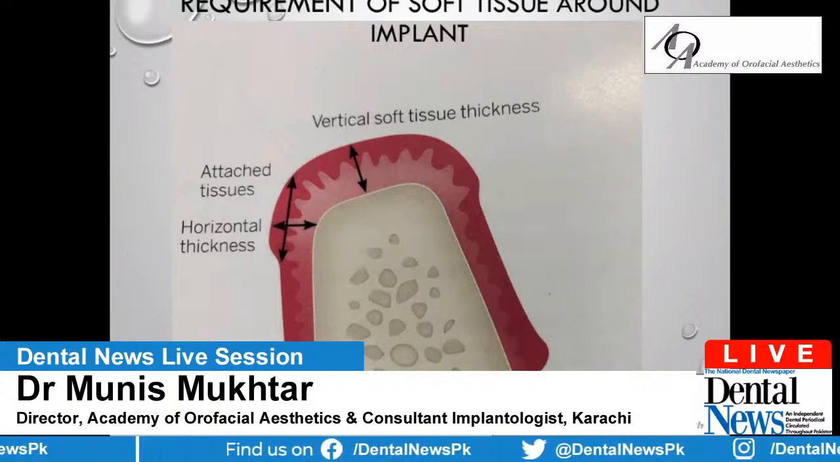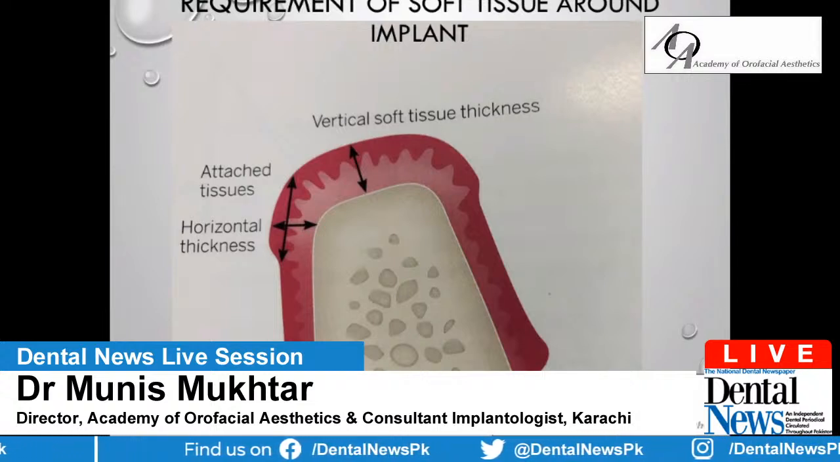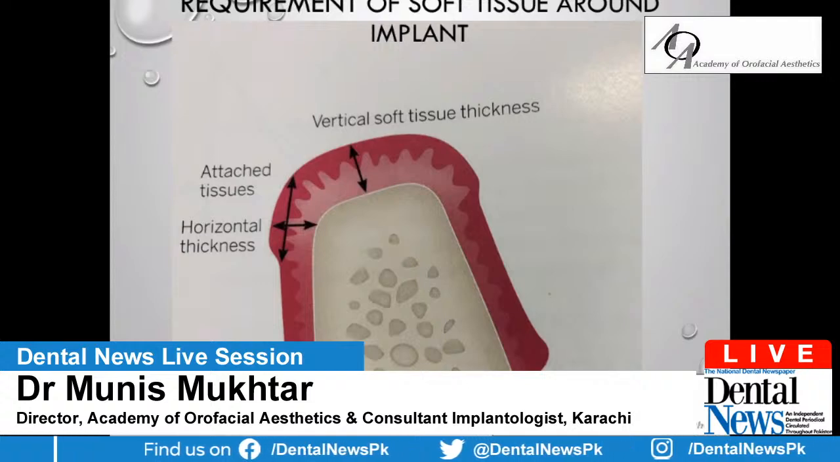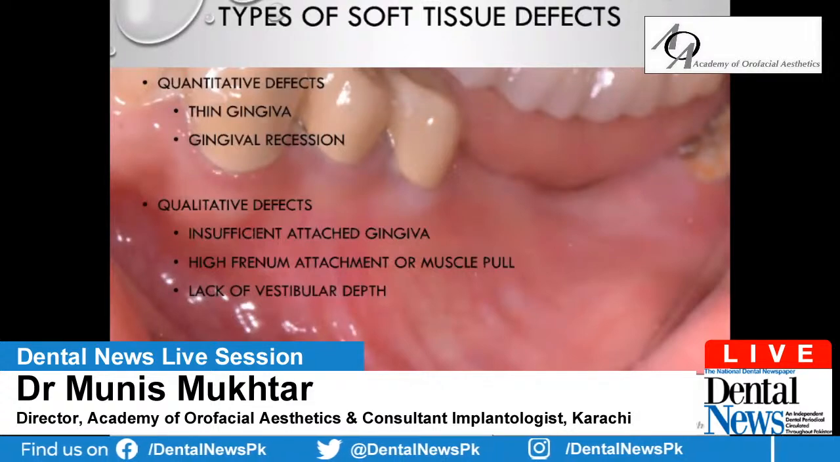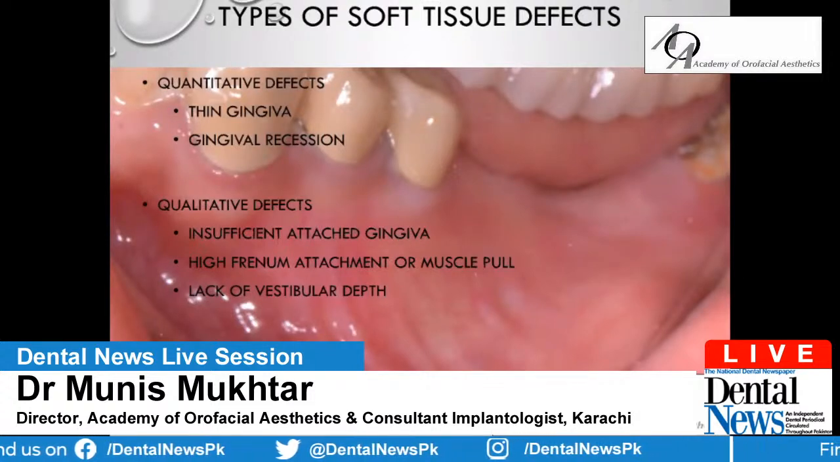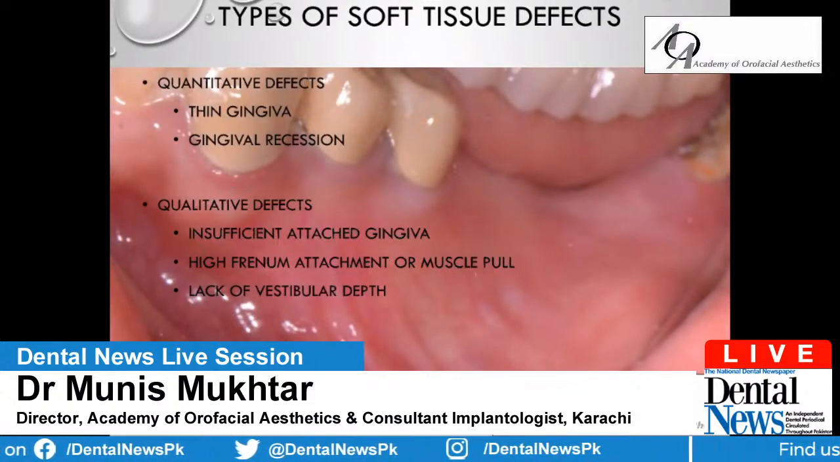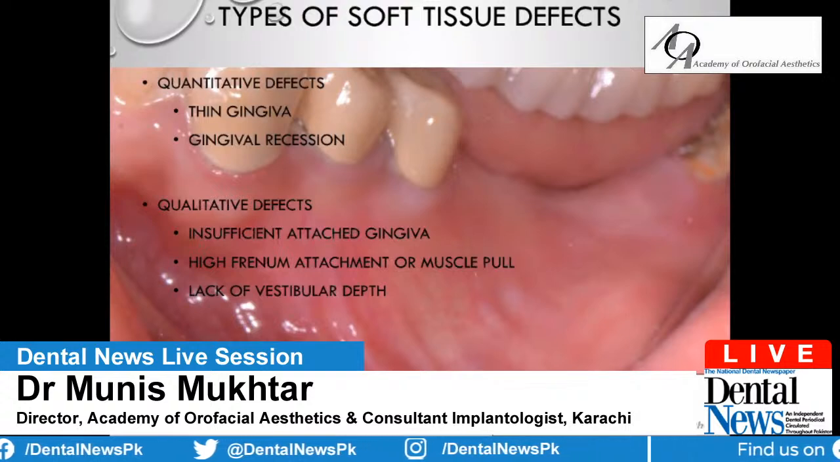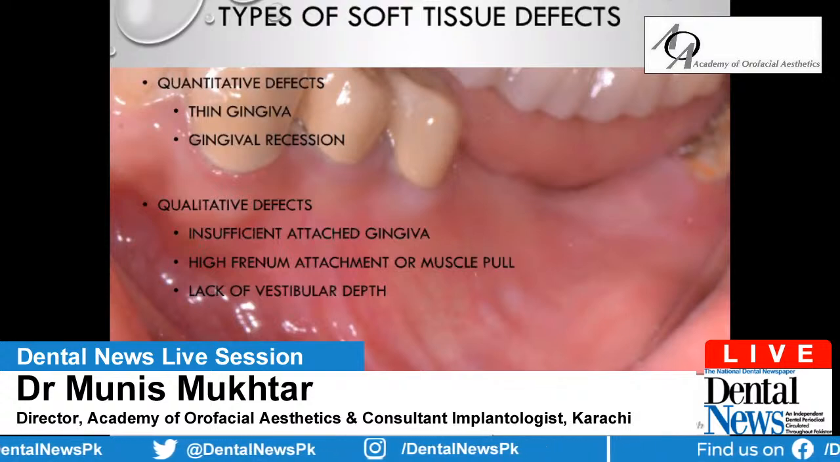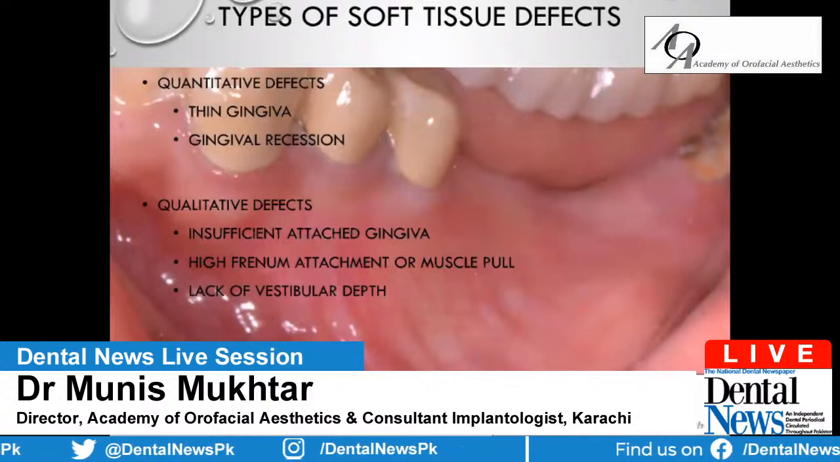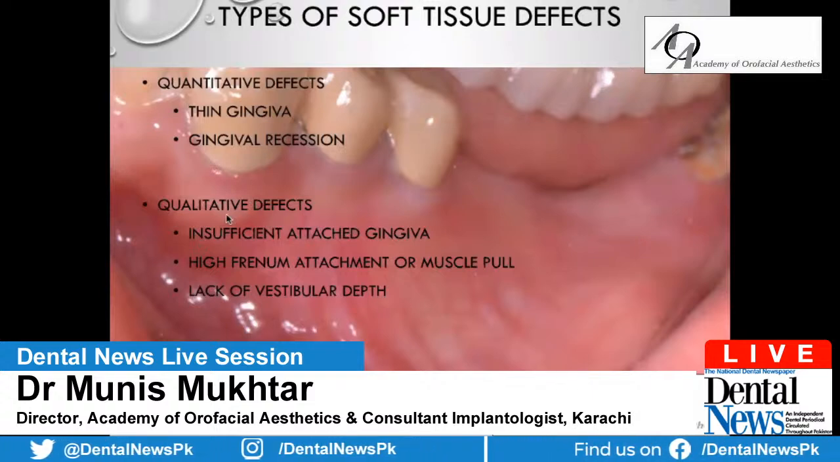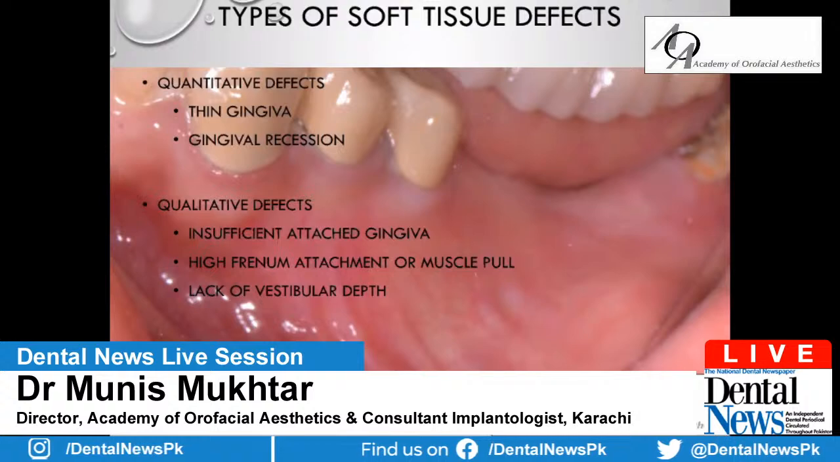If we need vertical, horizontal, and attached keratinized tissue, then the defects could be of different types. So this is a small defect classification, I would say. We could have quantitative defects, qualitative defects, and combined defects as well. In quantitative defects, we have thin gingiva, like thin gingival margins, and gingival recession. Qualitative defect is insufficient attached tissue.